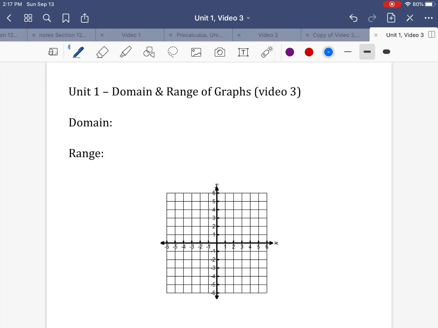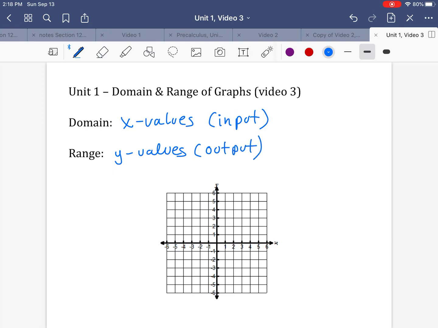Anyway, so domain. So we talked about in class how domain, these are your x values, right? And also known as your input. And the range are your y values, also known as your output.